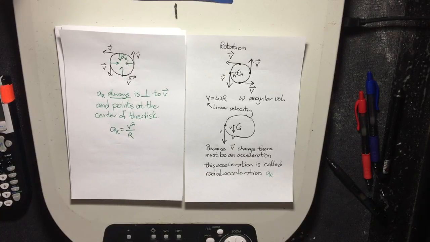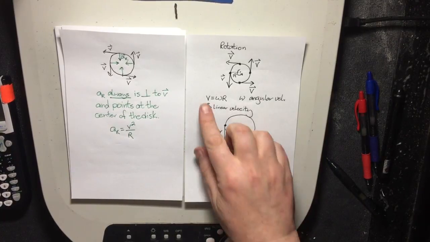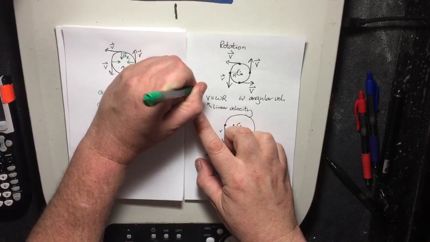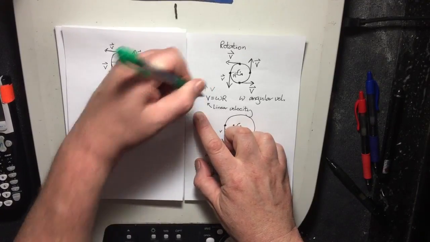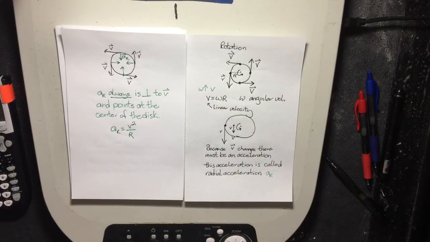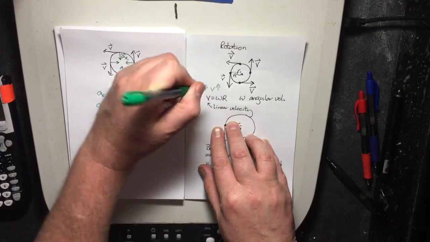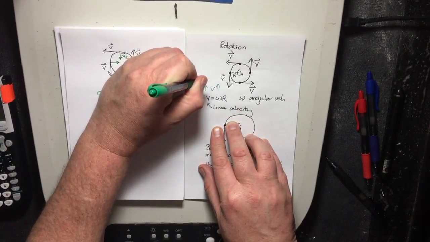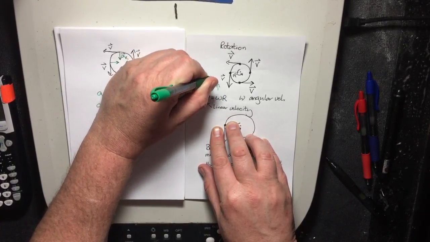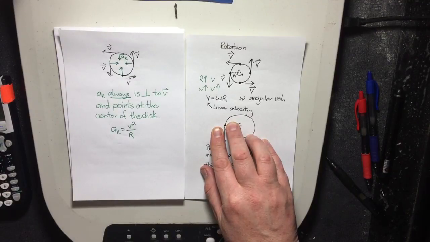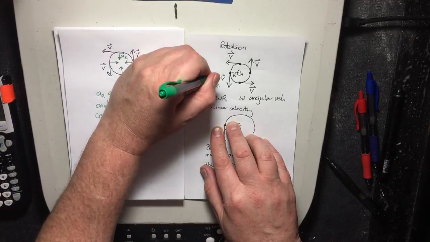Couple of things that we need to start thinking about. If omega increases, the linear velocity must do what? It must increase. If r increases, the linear velocity must do what? It increases.